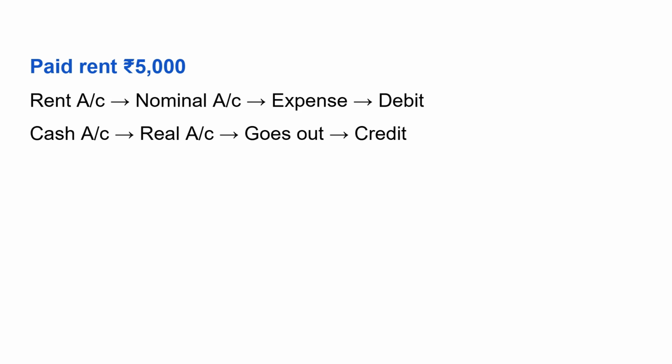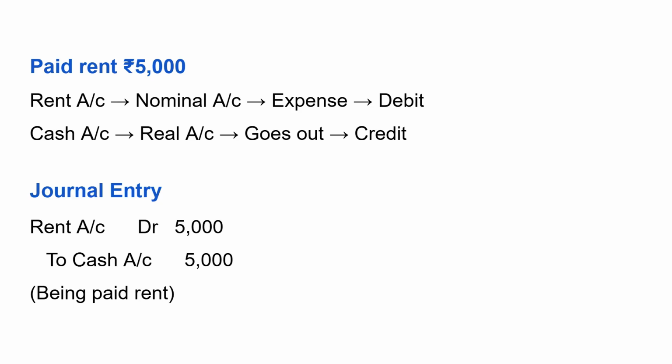So it is credited. And the journal entry is rent account debit 5,000 rupees to cash account 5,000 rupees. And the narration is being paid rent. Rent is expense, so we debited rent. Students often confuse rent with asset, but rent is never an asset, it is an expense.